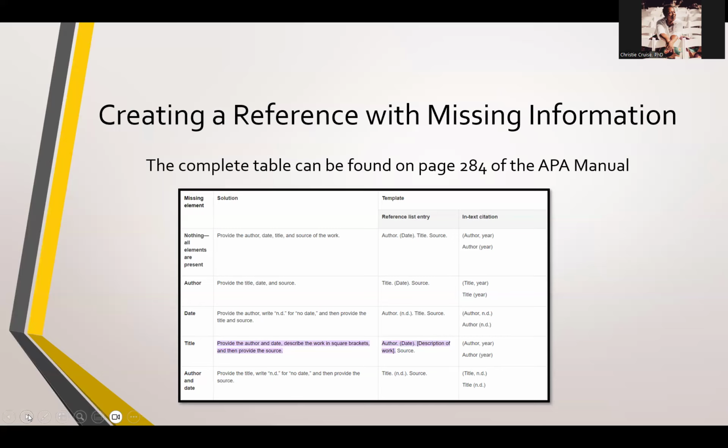So regardless of if information is missing, you still want to use the same format. Everything just moves up in how it's presented, or you include a placeholder, or you provide the reader with specific information as to, for example, why there's no date, or if there's no title to give a description. But you have to provide as many elements as you can to help the reader to be able to locate the source and to avoid plagiarism.